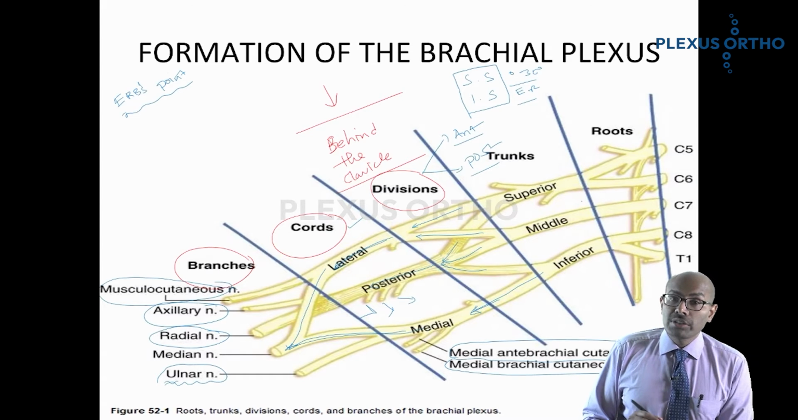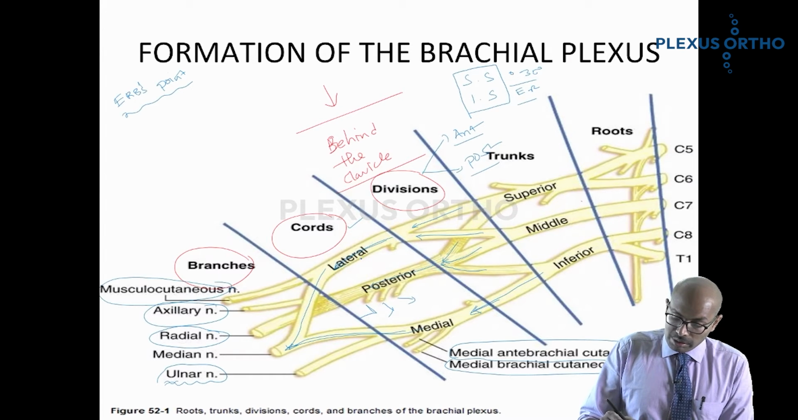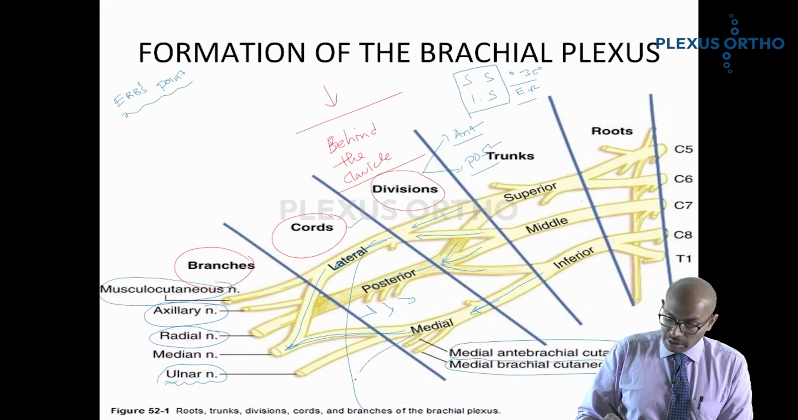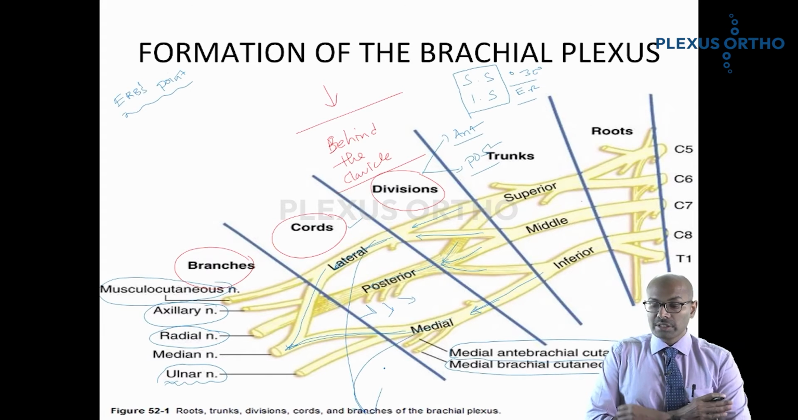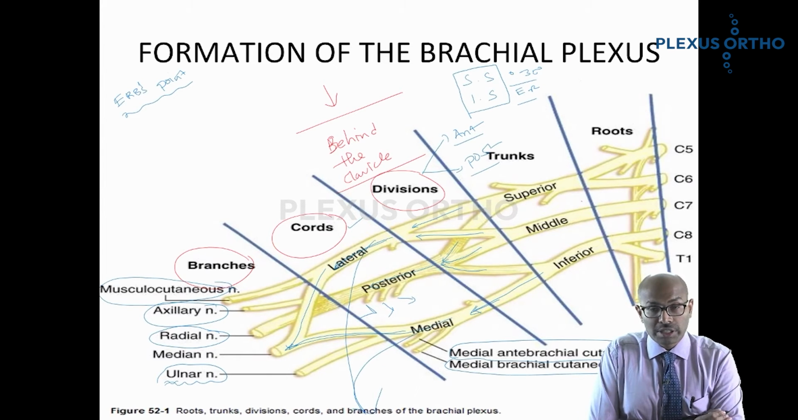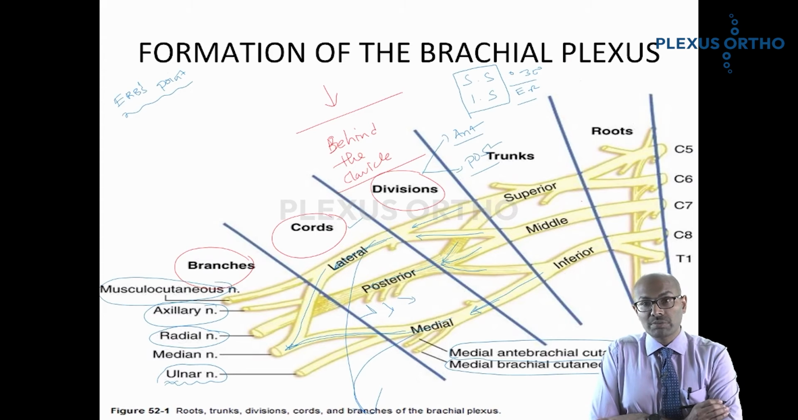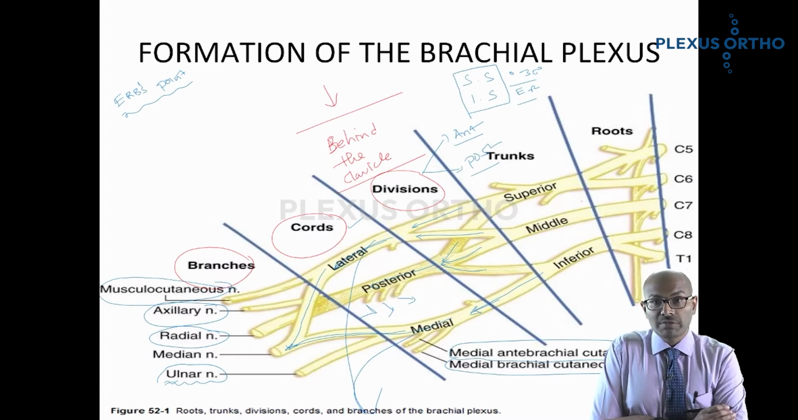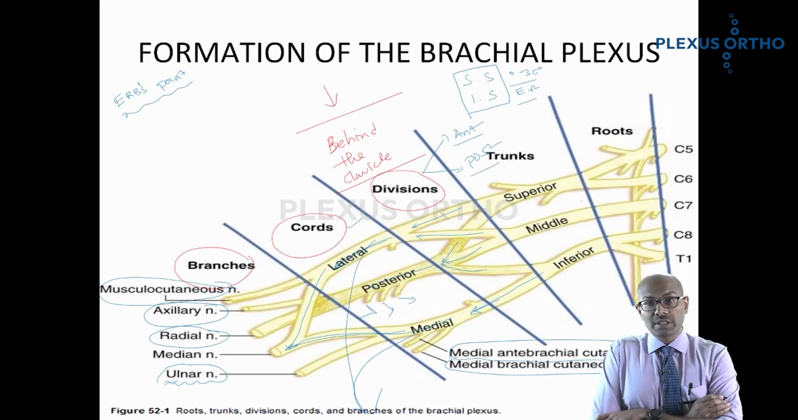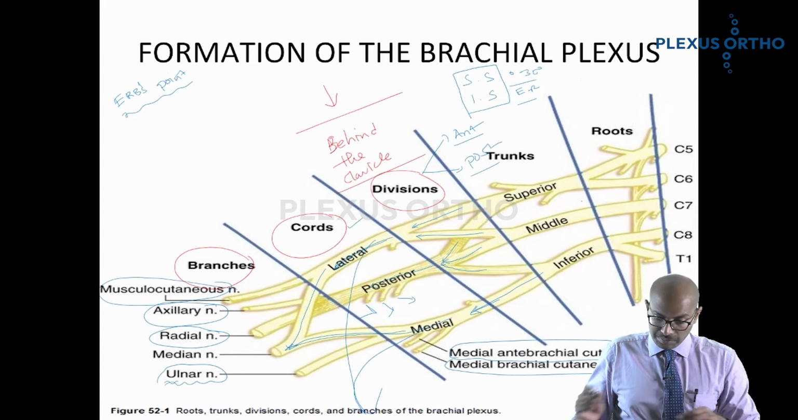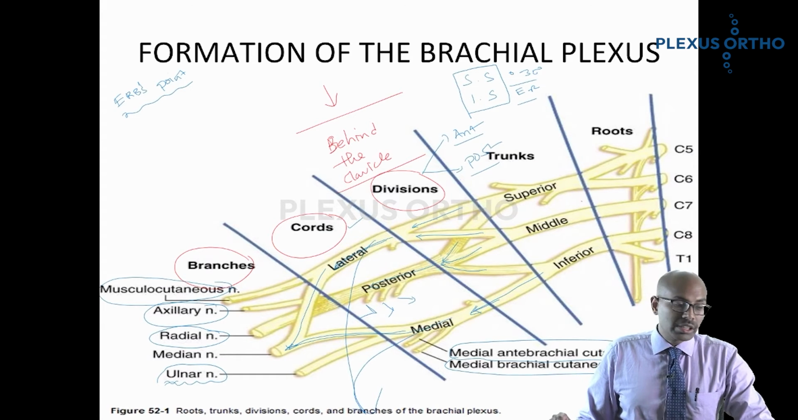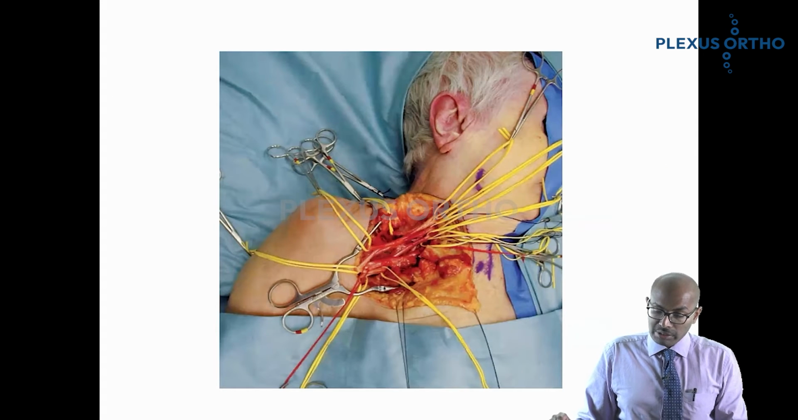Two pectoral branches also arise, one from the lateral and one from the medial. That is a lateral and medial pectoral branches, and they supply the pectoralis major, which is a major adductor and a secondary flexor and internal rotator of the arm. So that is the basic anatomy of the brachial plexus.